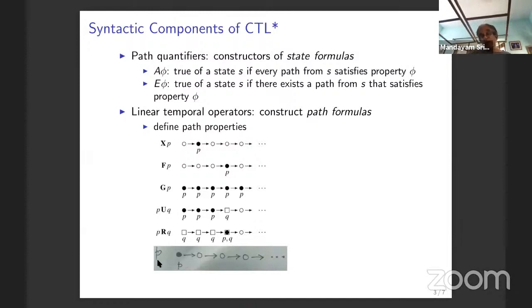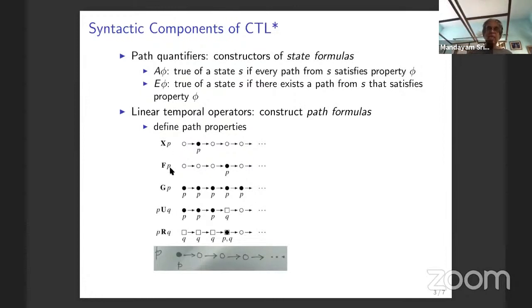So, usually when you have a label or a predicate, it is meant to be true of a state, okay? But we will also make a state formula a path formula in this special case. This is true of a path if it is true in its first state. XP is true of any path, any trace, in which P is true in the next state, the state next to the first state on that path.